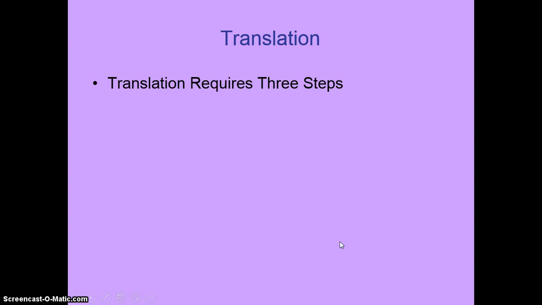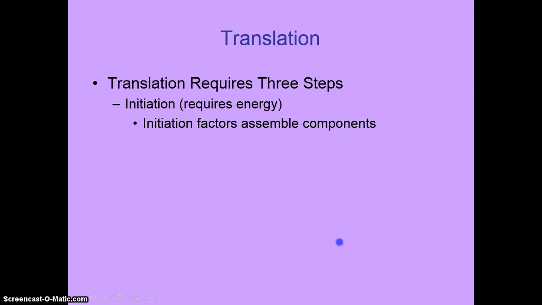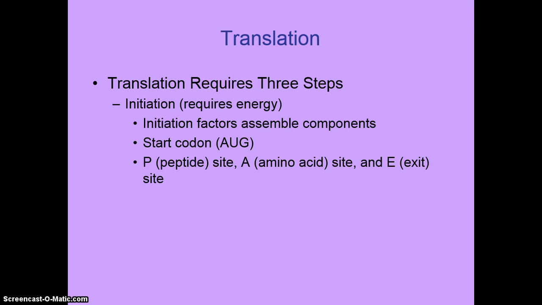So translation requires 3 steps. The first step is called initiation. This requires energy. Initiation factors assemble components. They always start with the start codon, which is AUG. P, peptide site, A, amino acid site, and E, exit site.